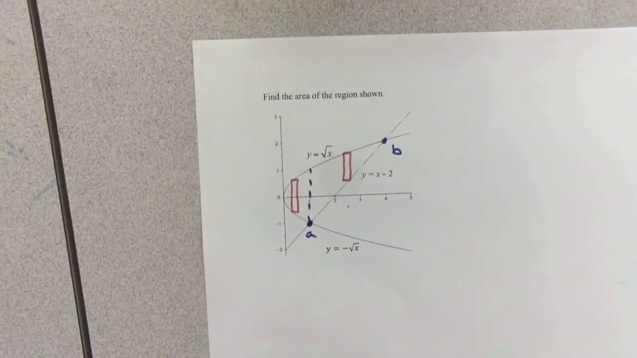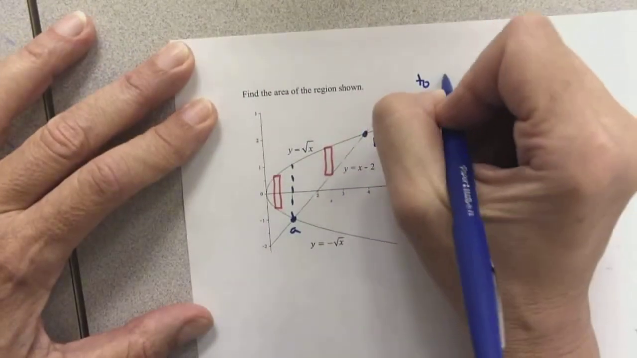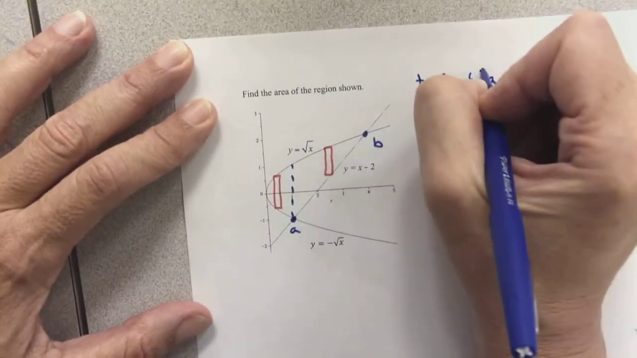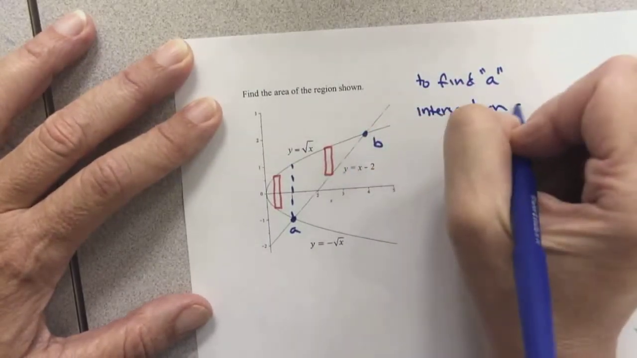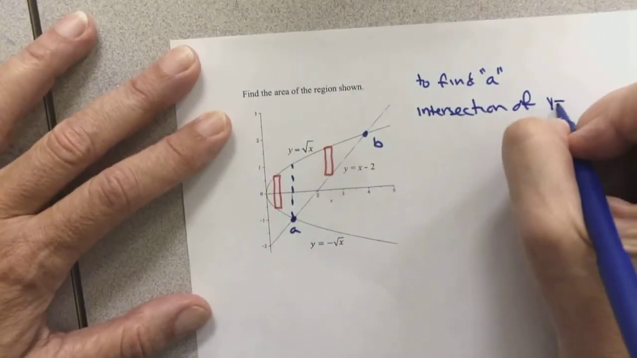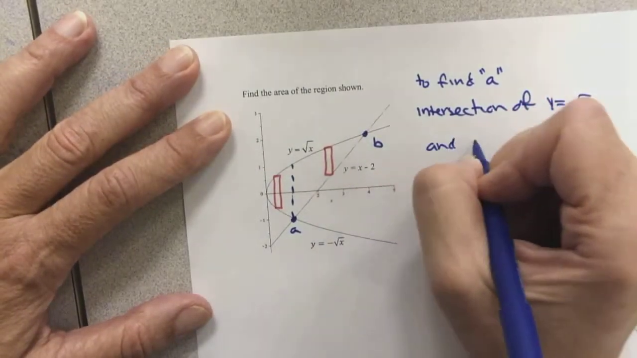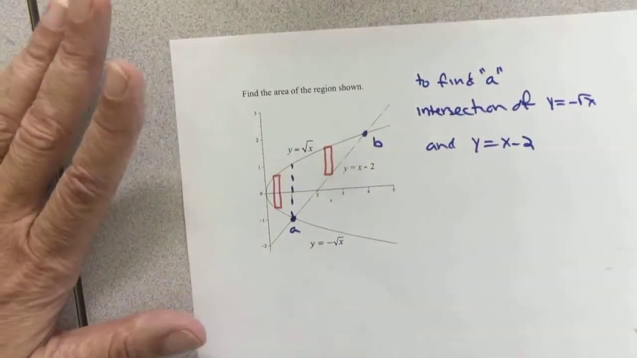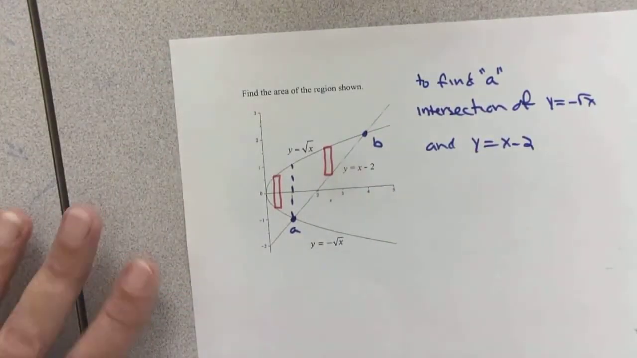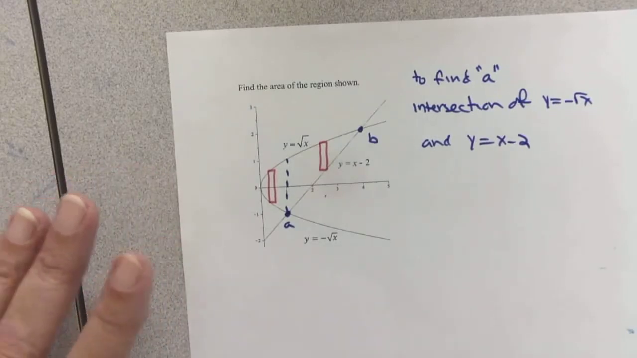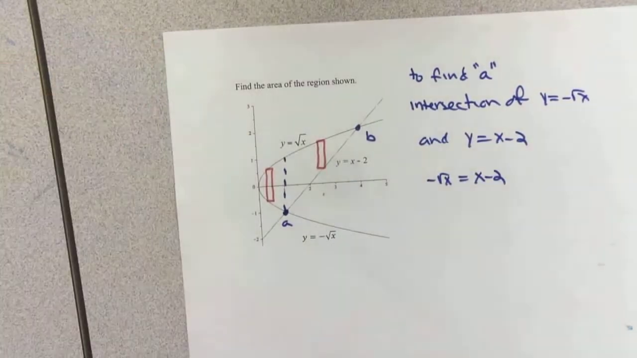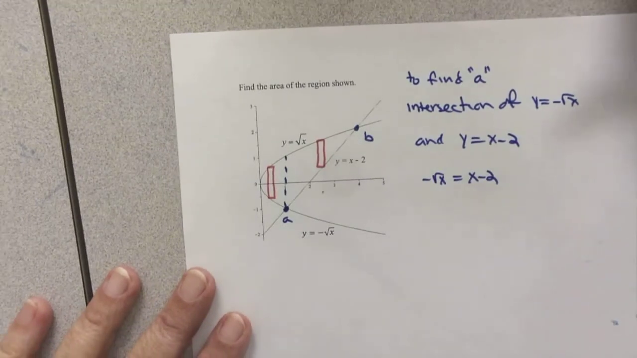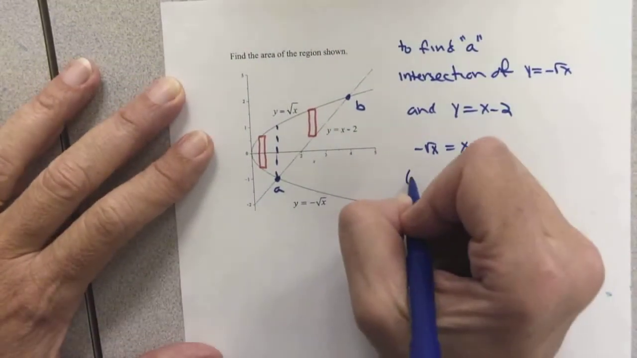And so I need the points A and B. To find A, that is the intersection of y equals negative square root of x and y equals x minus 2. And just like before, I'm going to set those functions equal to each other and solve. To find points of intersection, you set the functions equal to each other and solve. So I'm going to set them equal. Best way to solve this is to square both sides.